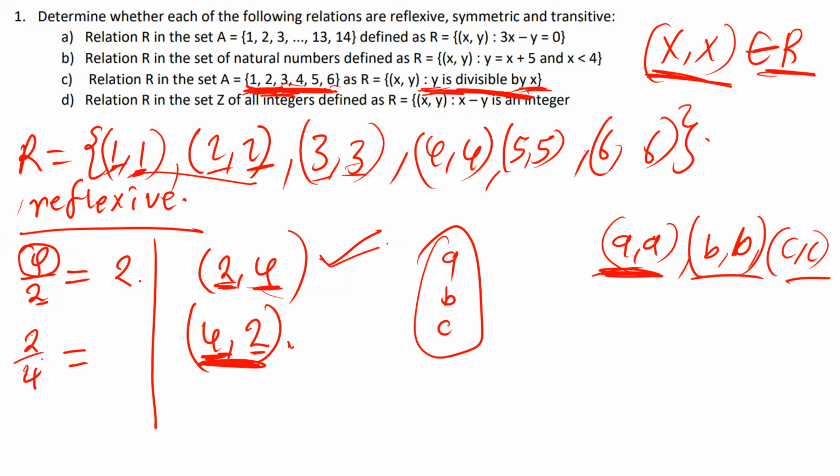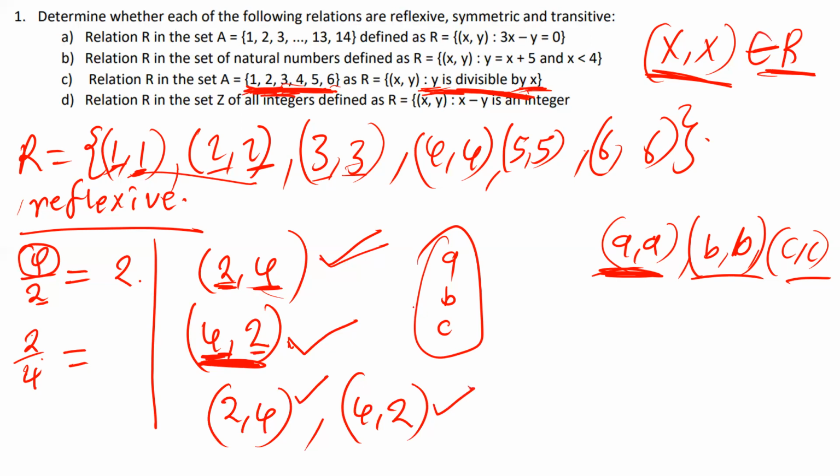Since this is there and this is not there, the relation is not symmetric. If the relation was to be symmetric, 2 comma 4 was supposed to be present in the relation, and then 4 comma 2 was also supposed to be present. But in this case, we only have this one. We don't have that. Okay. So now, how do we test if this relation is transitive or not?